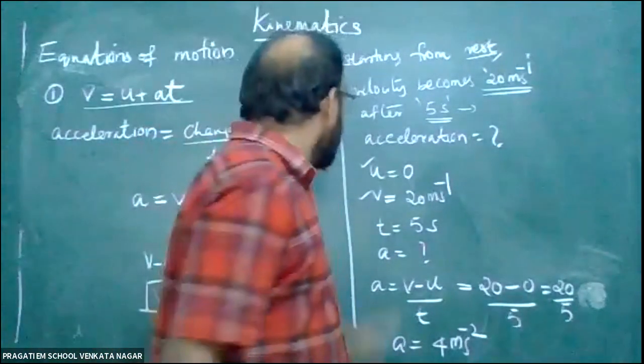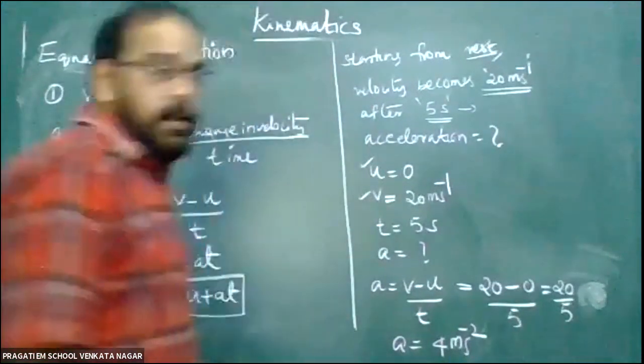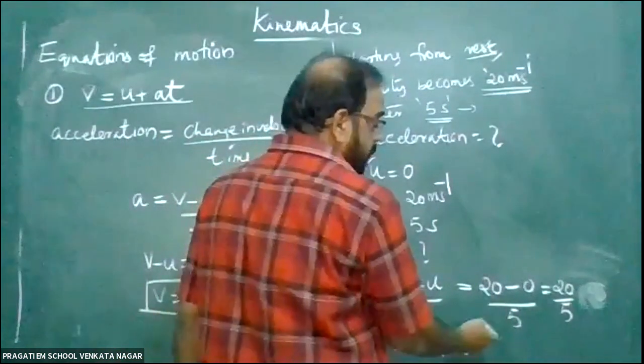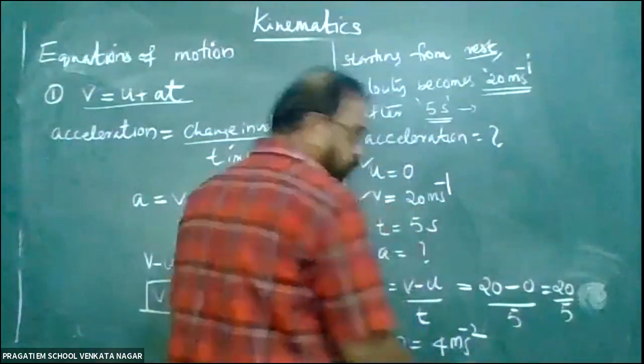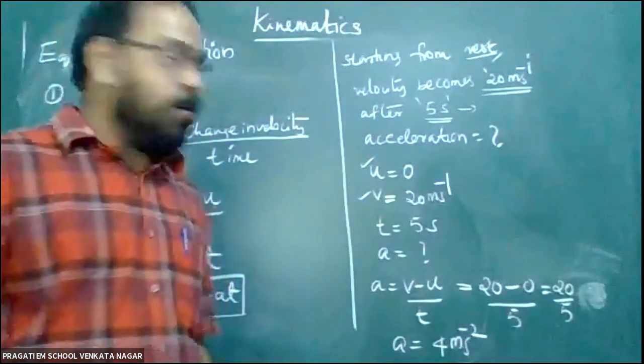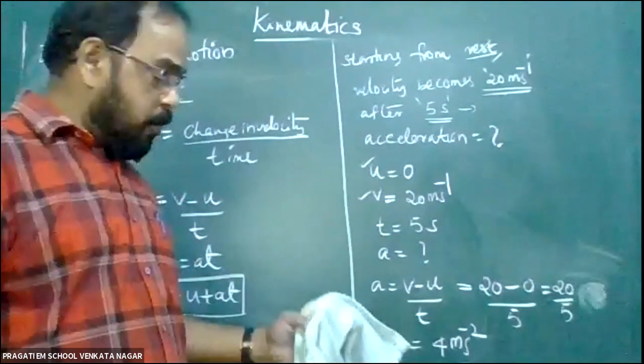And the time taken is how much? 5 seconds. So acceleration is equal to v minus u by t, 20 minus 0 by 5, that is 4 meter per second square. And before concluding today's class, I give you a small problem.